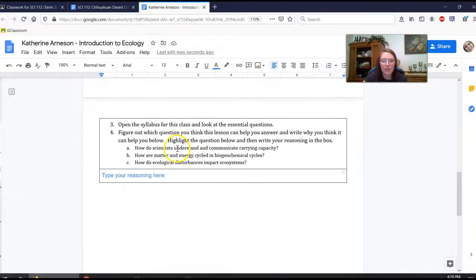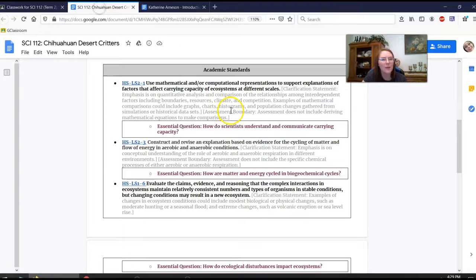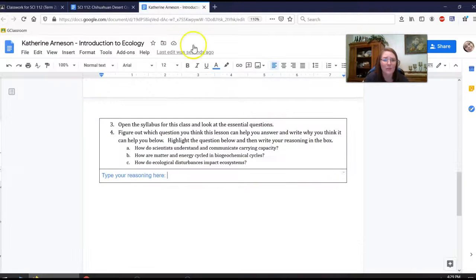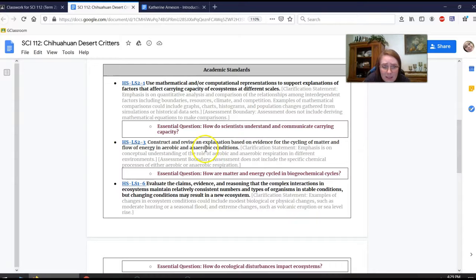So here are the 3 questions. It says highlight the question below and write your reasoning. Okay, let me look at these. How do scientists understand and communicate carrying capacity? Did this lesson have anything about carrying capacity in it? I don't think so. Let me look at my essential question here because this has more information on it. Graphs, we looked at a map. Climate, there was a little bit about climate, but I just don't think it's that one. So let me look at another one. How are matter and energy cycled in biogeochemical cycles? Okay, I don't know what that means. Nothing said biogeochemical cycle. Let me look at this. Matter and energy, aerobic, anaerobic conditions, chemical processes. That does not seem right.